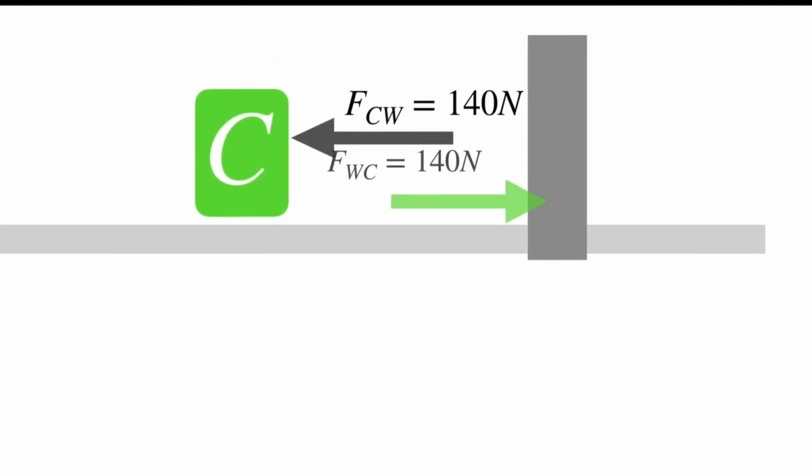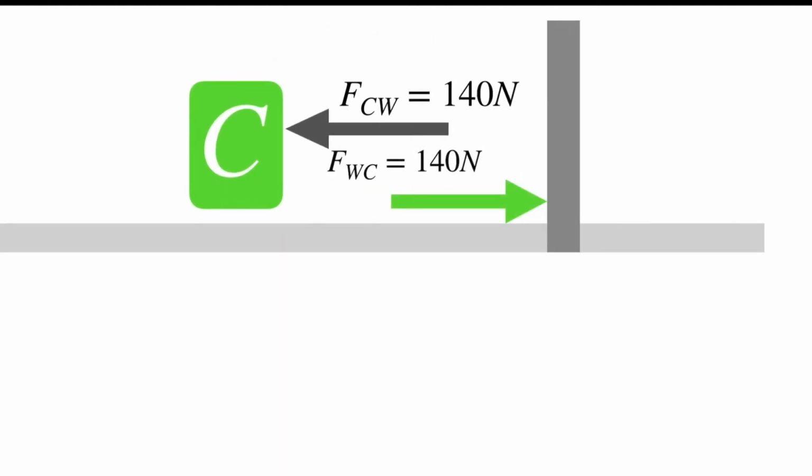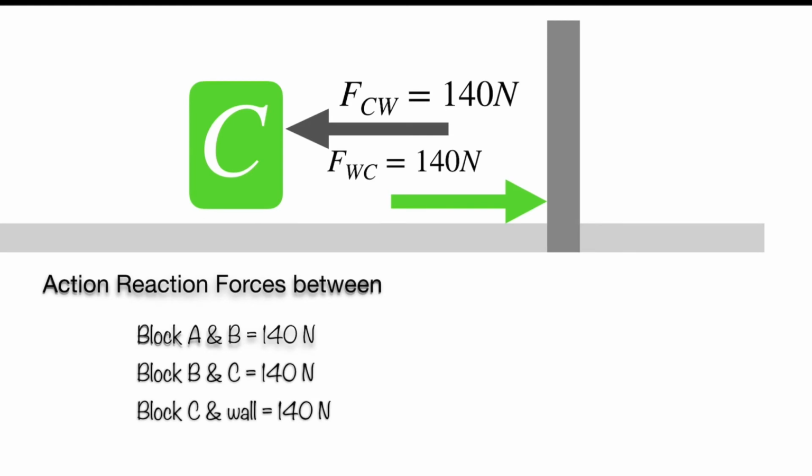So we saw that in the case when a set of three blocks is pressed against a wall, the action-reaction force between different pairs of blocks or block and wall are the same. And since all the blocks are at rest, the net force on each of the blocks is 0.